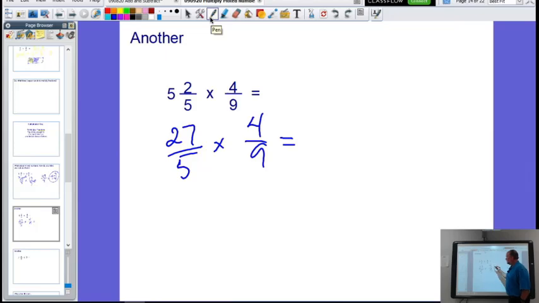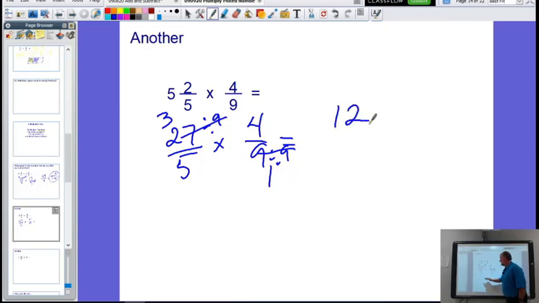Do you see any numbers on top and numbers on bottom that share common factors? I hope so. The 27 and the 9. They share a 9 in common. So I could divide this by 9. I could divide this by 9. My 27 divided by 9 turns into a 3. My 9 divided by 9 turns into a 1. And so now instead of doing 27 times 4, I really only have 3 times 4. And 3 times 4 is 12. And instead of doing 5 times 9, I really have 5 times 1, which is 5. Now, I think I can probably simplify this one in my head.